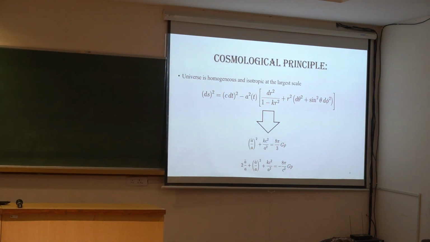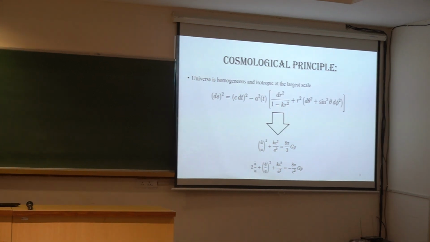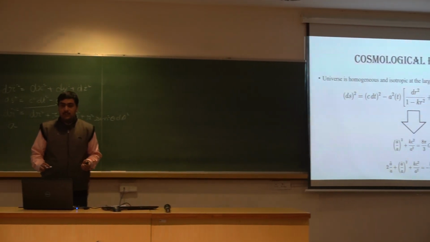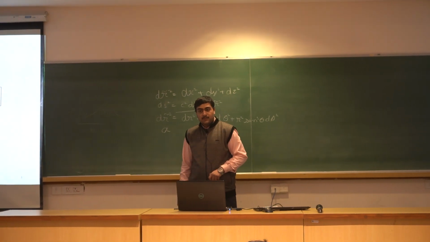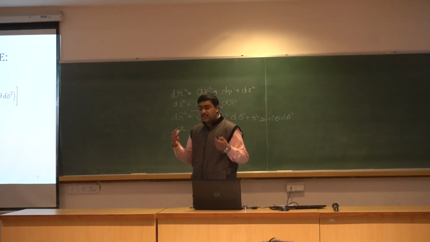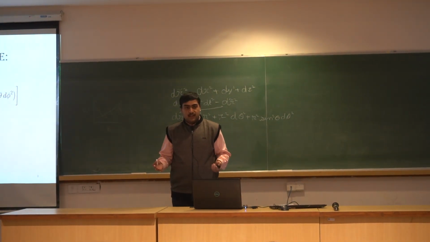When we use this metric and apply Einstein's equations, we get the equation of expansion for our scale factor A. These are the famous Friedman equations. Rho is the energy density for the constituents of the universe, and P is the corresponding pressure for the different constituents. Around 1998, two groups of researchers showed using supernovae that this A double dot was greater than 0, which means that the expansion of the universe was accelerating.